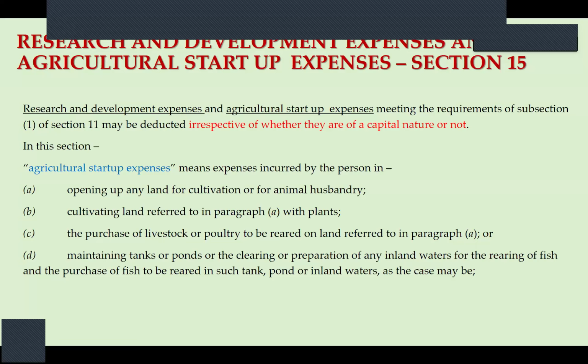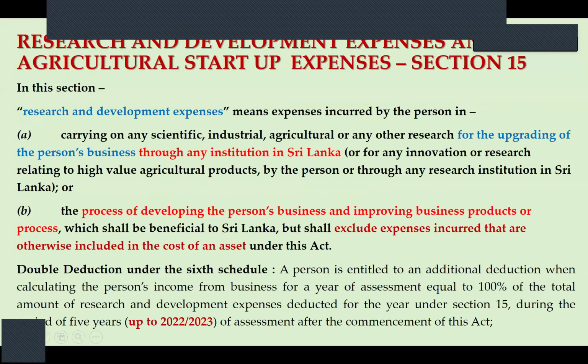So that means not the fish in the sea or in the river, but the inland waters, a specifically prepared tank, pond or any place. So if we have fish within that specific place, then we call it agriculture. So that kind of startup expenses are allowed as a deduction. Then we can move to the research and development expenses.